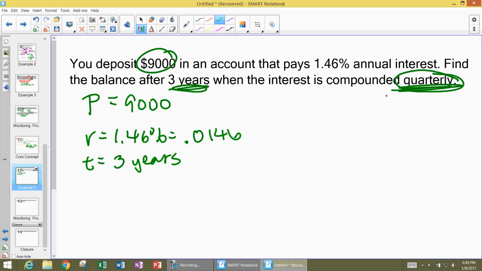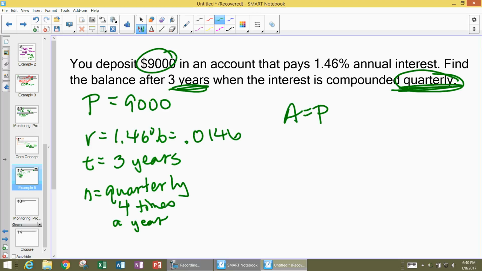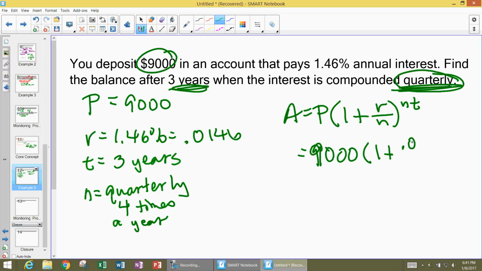And then this is compounded quarterly. If you think about how many quarters are in a dollar, or quarters in football, in either case, quarterly is going to mean 4 times a year. So our formula is A equals P times (1 plus R over N) to the NT power. So we're going to have 9,000 times (1 plus 0.0146 divided by 4) to the 4 times 3 power.